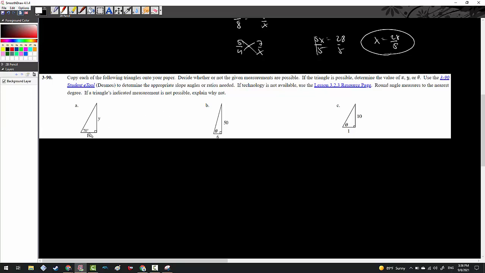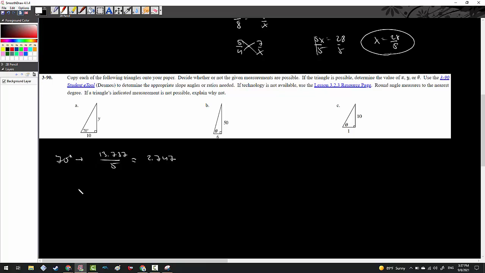So in triangle A, I've got a 70-degree slope angle and a rise of y and a run of 10. Well, if I look at 70 degrees on my resource page, that gives me a rise over run of 13.737 over 5, which if I take a calculator and divide it, that gets me 2.747. So I'm going to use this slope ratio as my comparison for the similar triangle here.